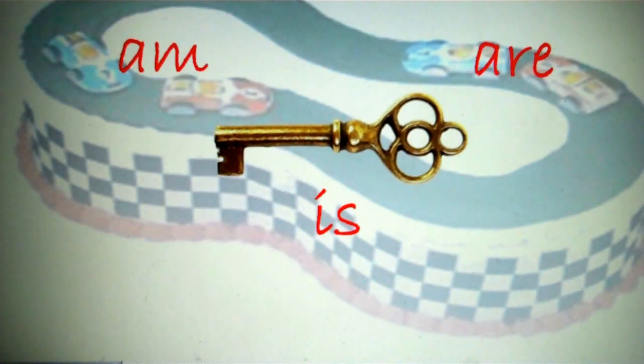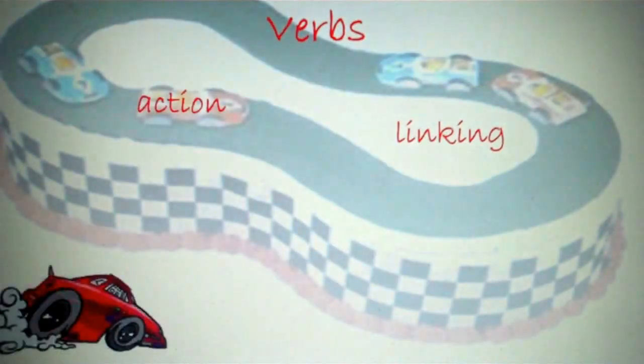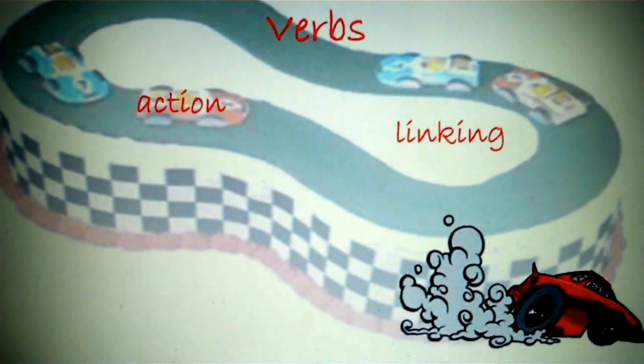If you can remember this test, replace the verb with am, are, or is. If the sentence still works, what you have is a linking verb. Got it? There's a lot more we could say about verbs, but you've done a great job today. Verbs drive every sentence, so make sure your license is up to date.